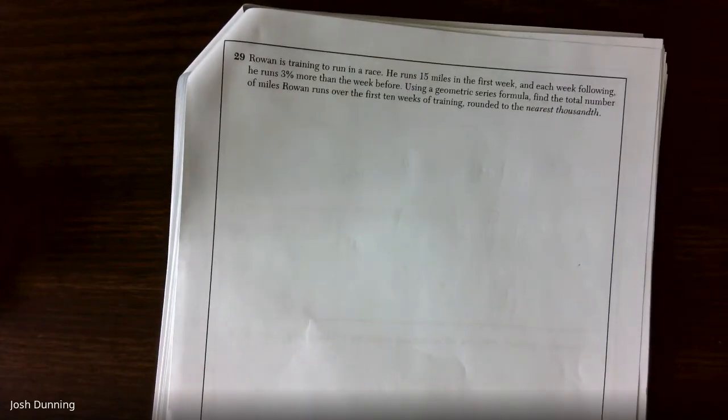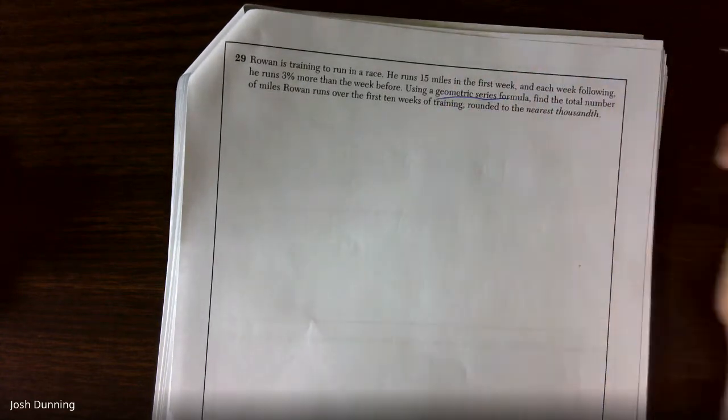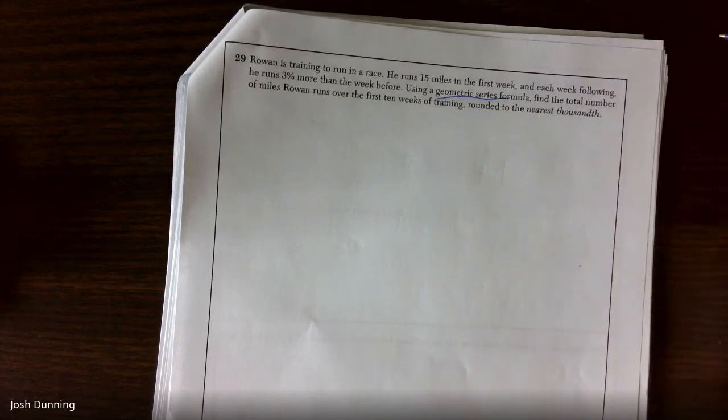Number 29, Rowan is training to run in a race. He runs 15 miles in the first week, and each week following, he runs 3% more than the week before. Using a geometric series formula, find the total number of miles Rowan runs over the first 10 weeks of training, rounded to the nearest thousandth. So this just flat out says, hey, use the geometric series formula.